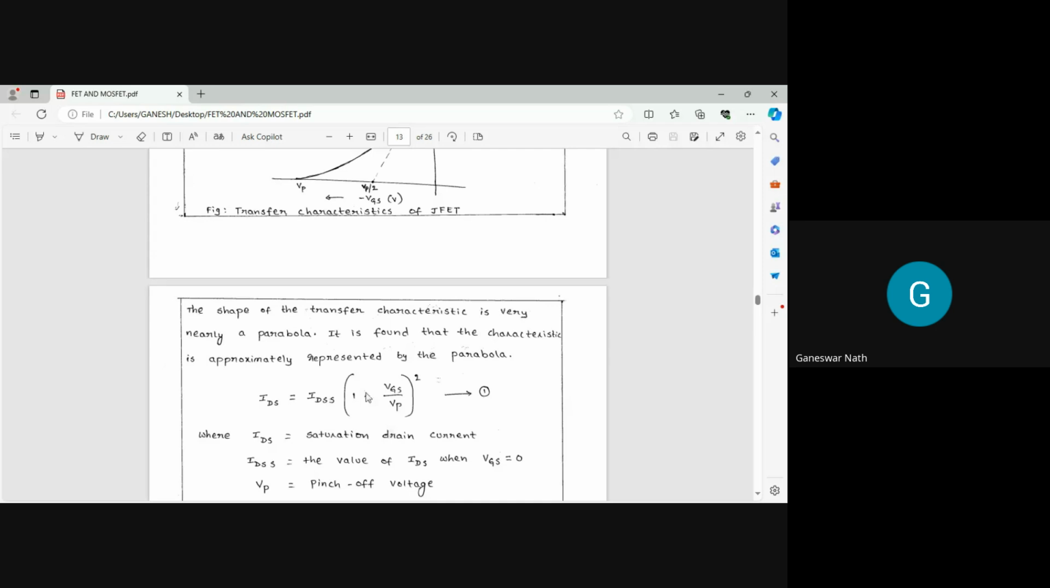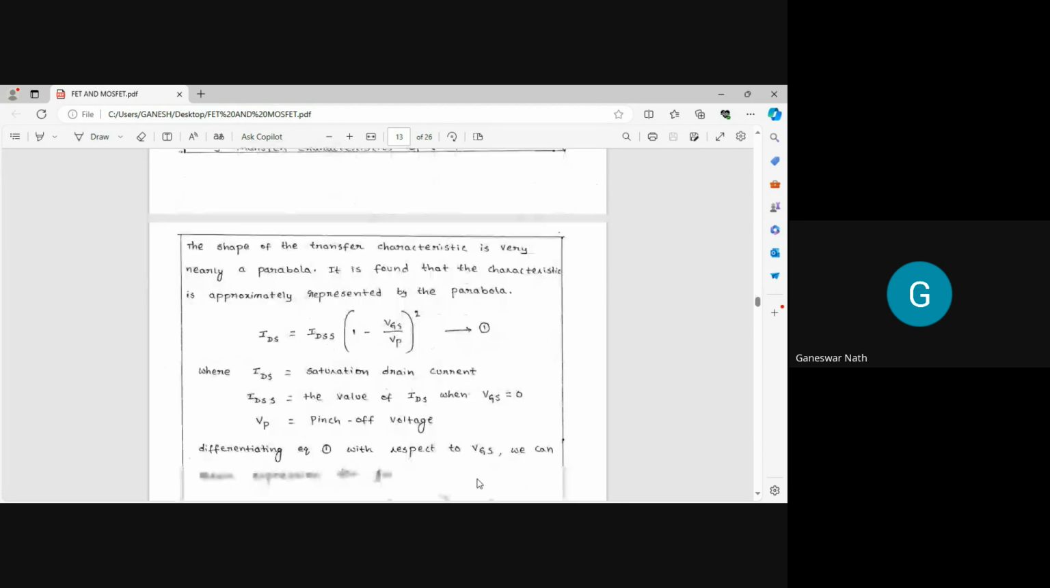The slope of the transfer characteristic varies nearly as a parabola, and it is found that the characteristic is approximately represented by the parabola IDS is equal to IDSS into 1 minus VGS by VP whole square. Here IDSS is the saturation drain current, the value of IDS when VGS is equal to 0, and VP is the pinch-off voltage.